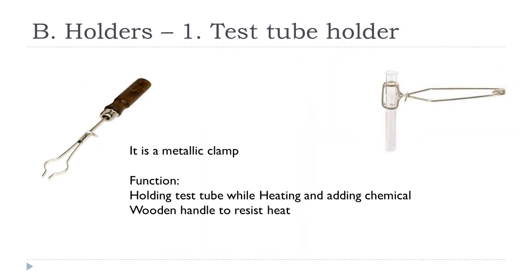And next apparatus, test tube holder. It is a metallic clamp fixed on a wooden handle. What is the use of the test tube holder? It is used for holding a test tube, and the wooden handle at the end being a poor conductor of heat, it makes holding the test tube holder very easy.